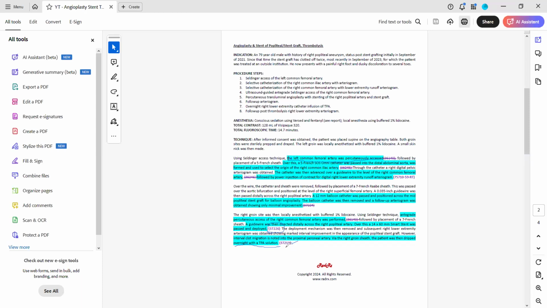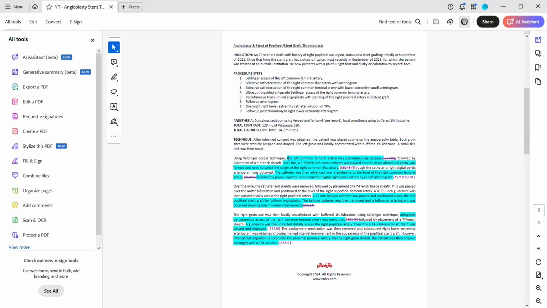37211. Now, just TPA administered during a procedure where there is no prolonged infusion, where they don't leave the catheter indwelling for a prolonged period of time, that would not be coded separately. So we see after the stent's placed, now the physician is initiating thrombolysis. We have 37211. So let's take a look at our next page.